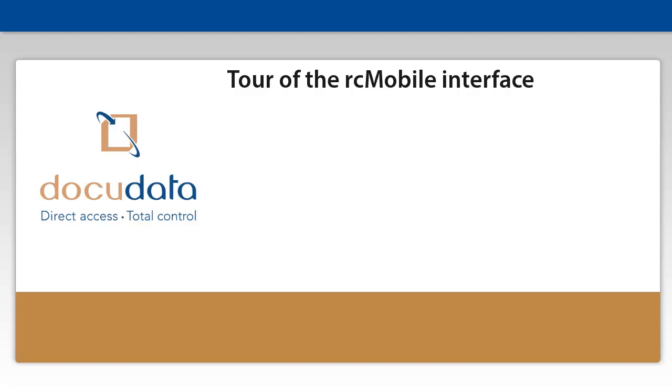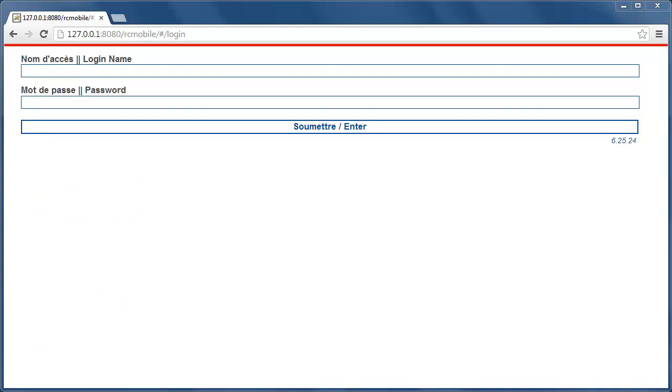Now let's take a look at the rcMobile interface before getting into details about the procedures that use it. Here is the login screen of rcMobile as seen on my desktop using Chrome. Notice that I am accessing it using a web address that includes the name of the web app rcMobile. In your case, you would provide your Record Center's employees with the correct link to your version of rcMobile.